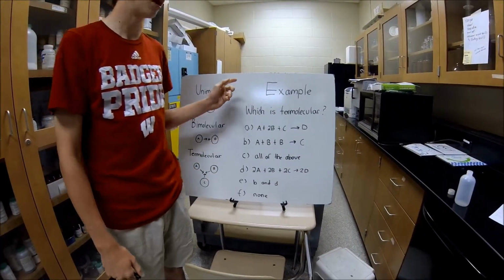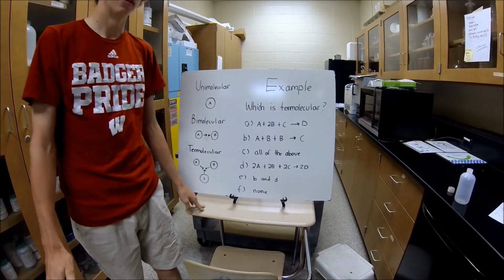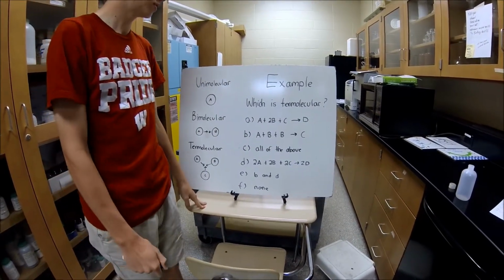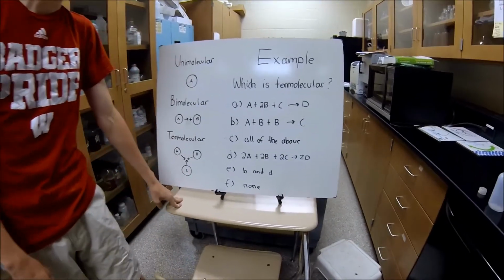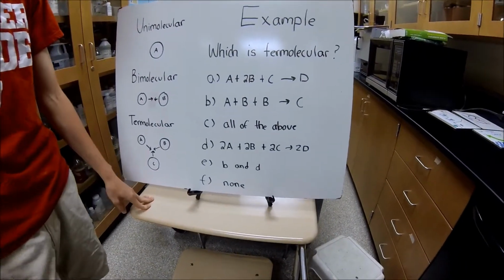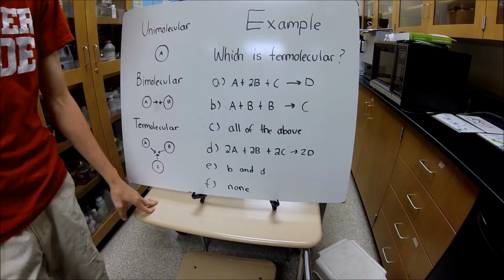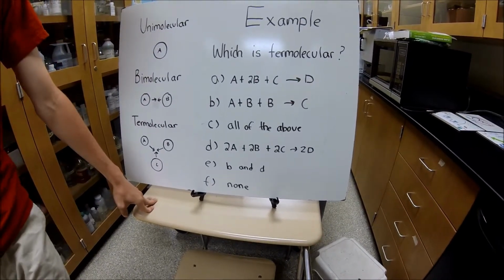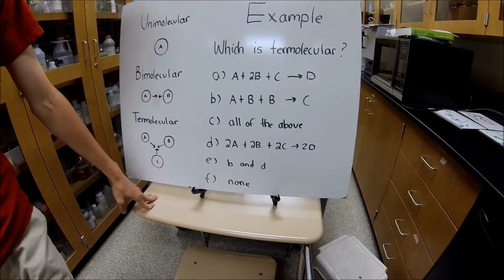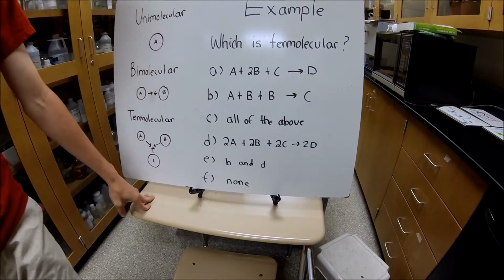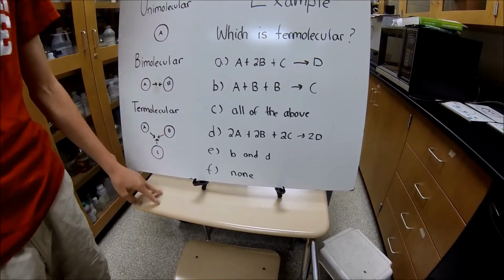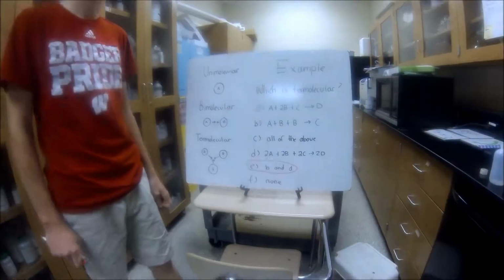Now I have an example problem for you guys to try on your own. The example problem is, which is termolecular? A, A plus 2B plus C yields D. B, A plus B yields C. C, all of the above. D, 2A plus 2B plus 2C yields D. E, B and D. F, none.